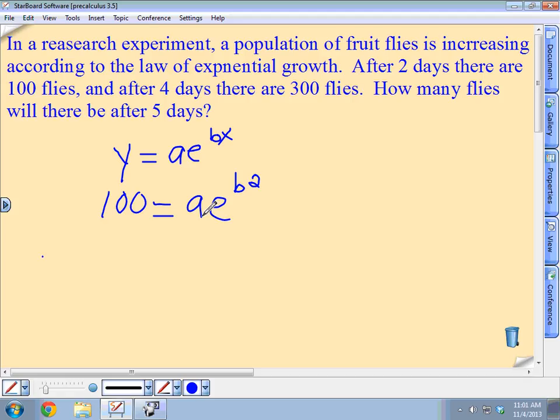But you can do this, right? No. So then b is 4 days. Oh, so then I got another equation, which is what? I'm sorry, what? B is 4 days. All right, so 300 equals a e to the b times 4. We should say 4.